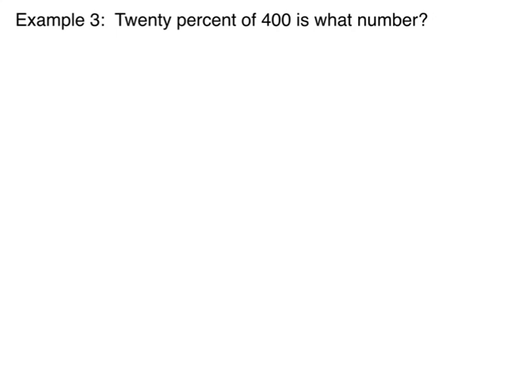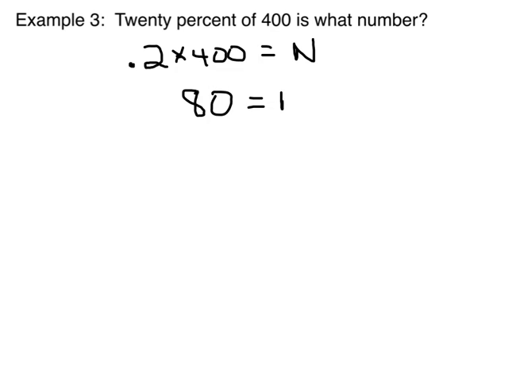Alright, now here we're given the percent, so we can use our decimal. 20% is 0.2 of 400, or times 400, since we're using decimals, we'll use the x, is what number? N is what we're looking for. So in this one, we're simply going to do the math. We're going to multiply 0.2 times 400, and our answer then is 80, is the number. So 80 then is 20% of 400.